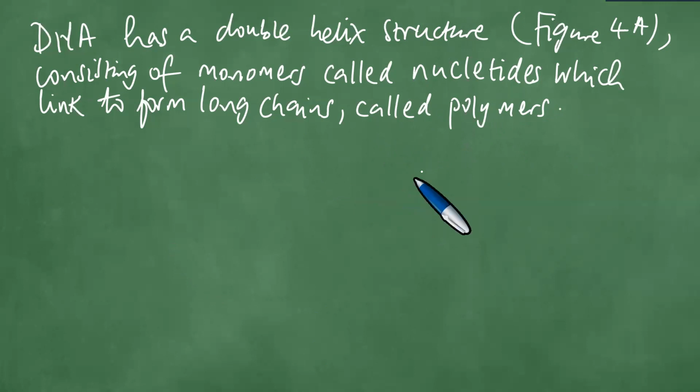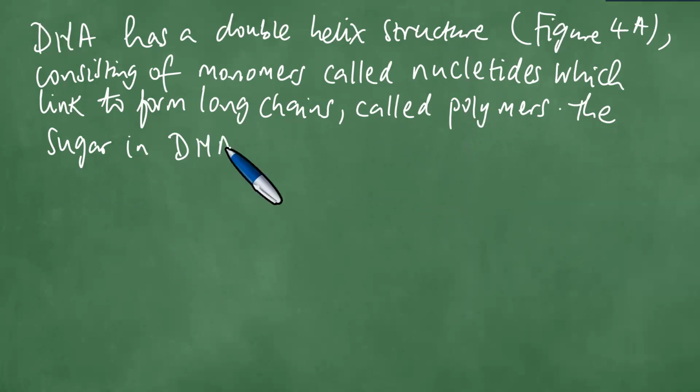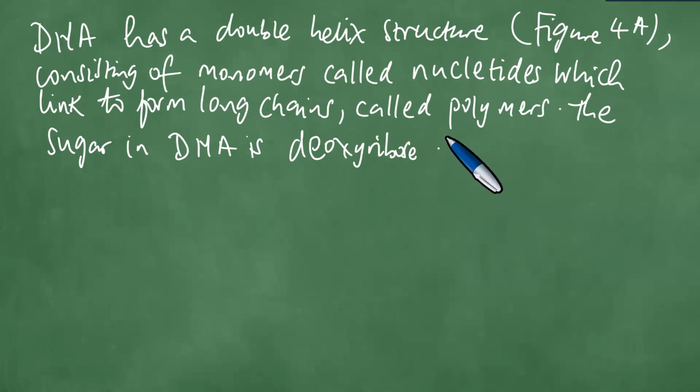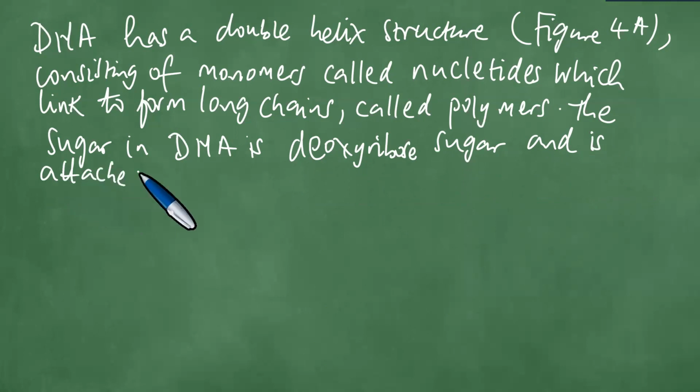Now the sugar in DNA is the deoxyribose sugar, and it is attached to a nitrogenous base.